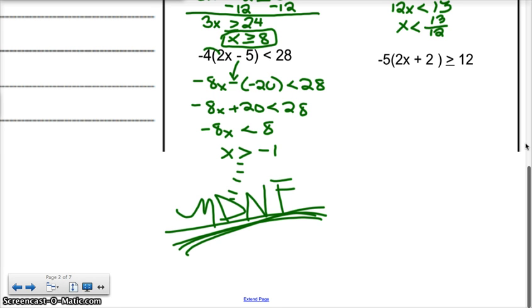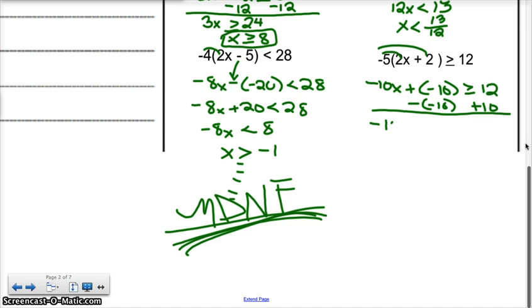Alrighty, distributing through this negative, I'm going to get negative 10x plus a negative 10 is bigger than or equal to 12. Okay, now the inverse of plus is minus, so I'm going to minus a negative 10. When I minus a negative, what am I really doing? I'm adding 10. And I get negative 10x left over there is bigger than or equal to 22.